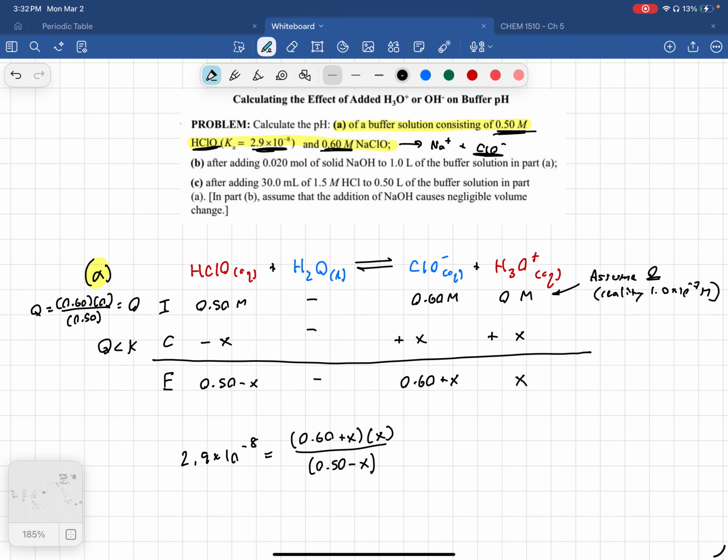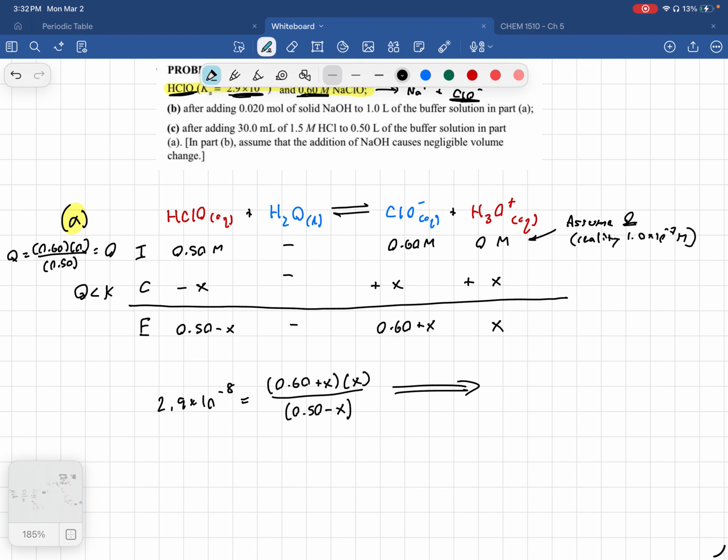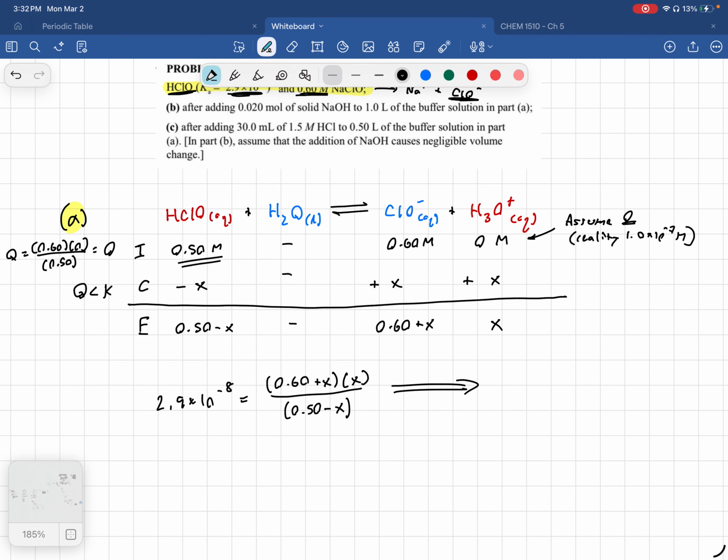Now we could just solve this using a quadratic, but let's do our test. So we take our smallest non-zero initial concentration, which is 0.50, and we divide by our K value, which is 2.9 times 10 to the negative 8th. And we're asking, is it greater than 400?